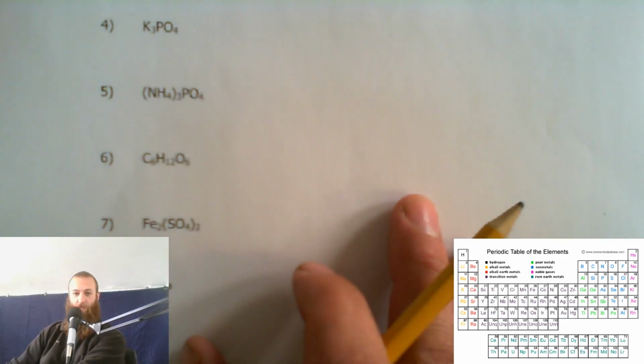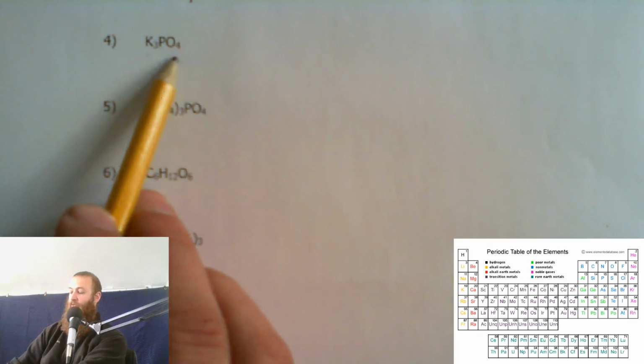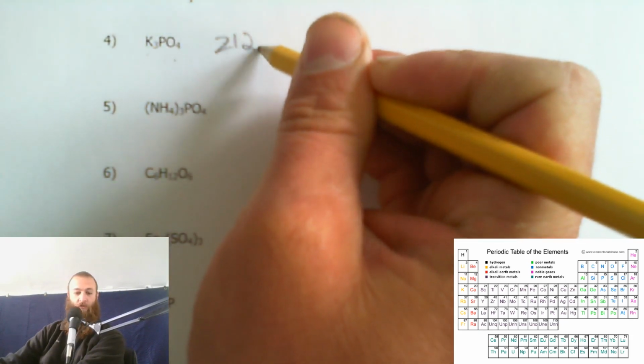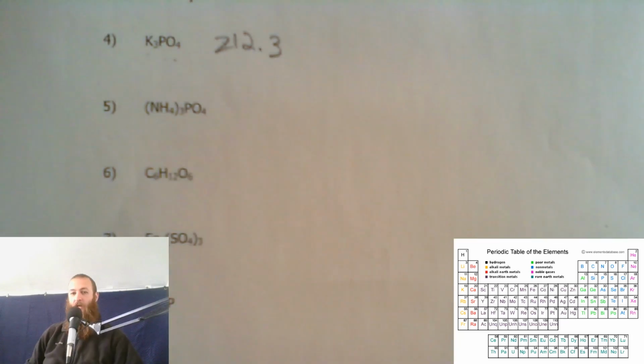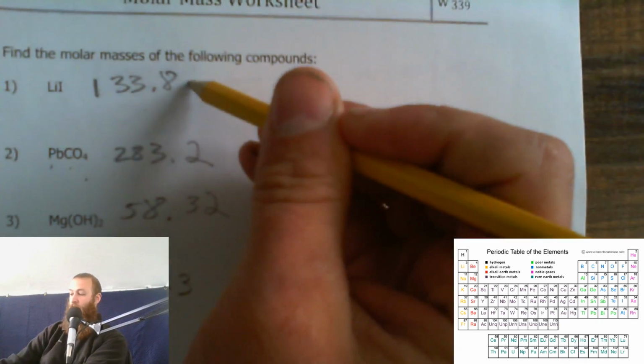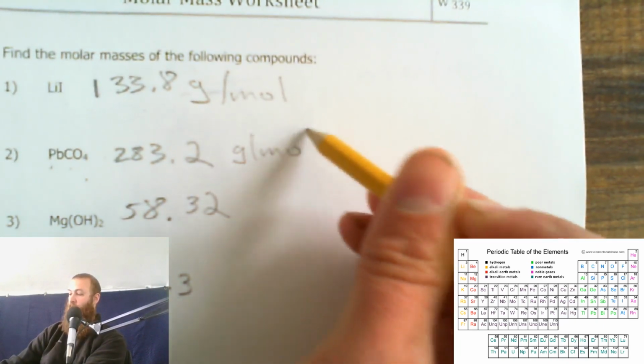The fourth one, 3 potassiums, 1 phosphorus, 4 oxides. That should be a mass of about 212.3. Okay. Now, the units, we haven't really specified what they are. This is grams per mole.